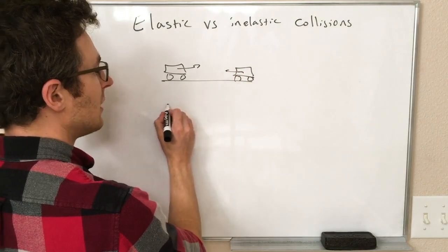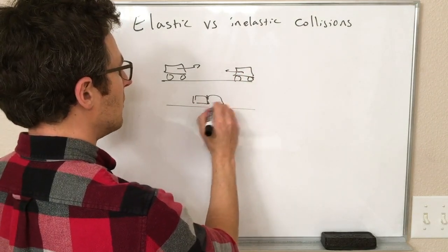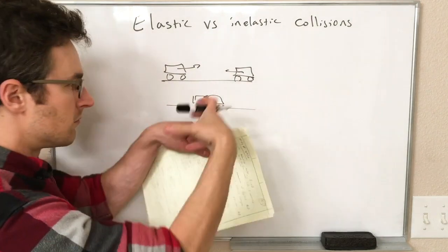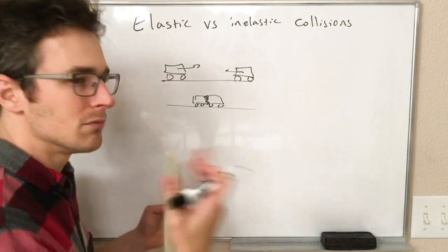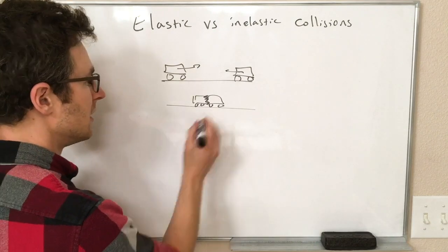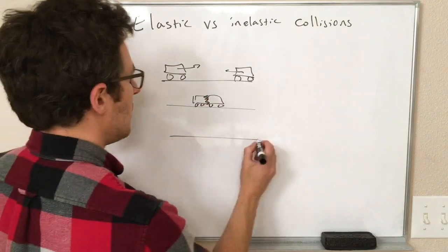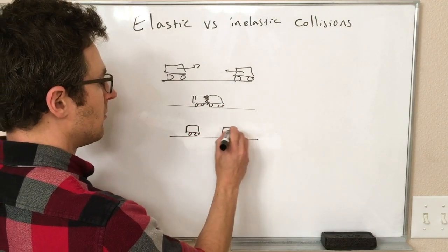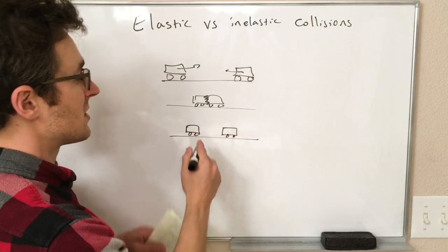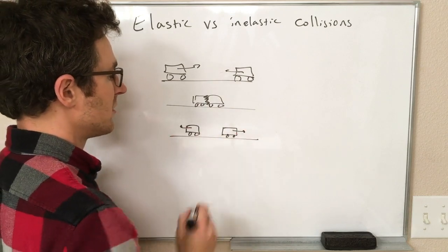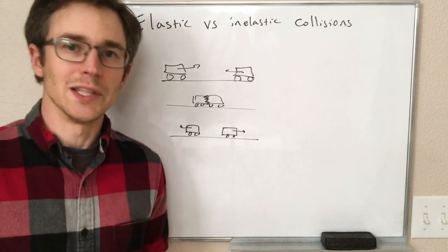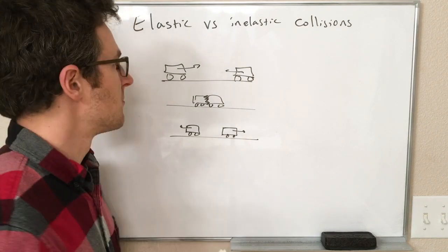And then some amount of time later, the two of them collide. So there's some interaction between them. They hit each other, whatever that hit looks like. And then sometime after that, they do something else. Maybe they stick together and stay stuck together. Maybe they bounce off of each other. But this process is a collision between these two objects.